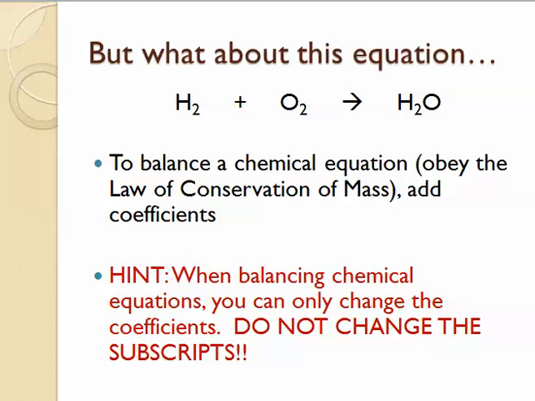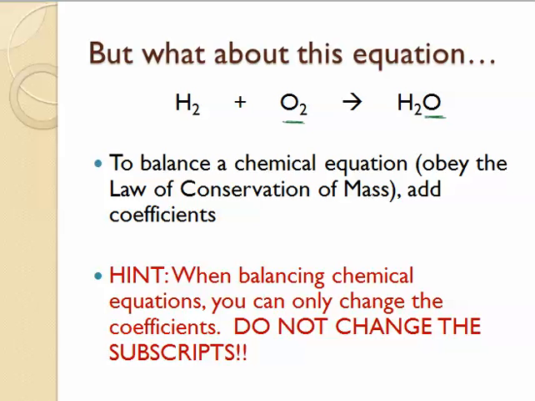But take a look at this equation. Here, we start with 2 atoms of hydrogen, and we end with 2 atoms of hydrogen. But unfortunately, we start with 2 atoms of oxygen and end up with only 1. So in this instance, we're not obeying the law of conservation of mass because it appears as though we're destroying an atom of oxygen. So in order to make my equation obey the law of conservation of mass, which this reaction will do, we add coefficients.